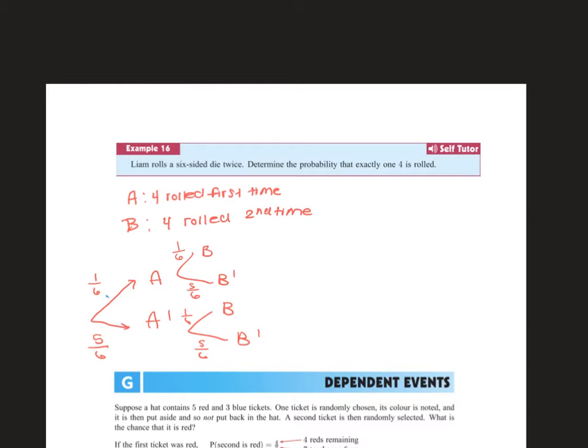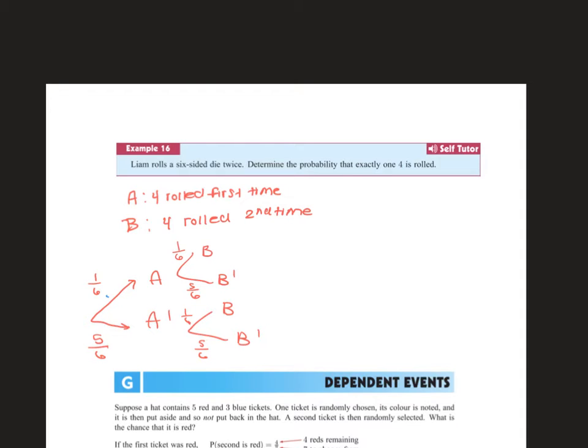Now we get to answer this question, but before we do, let's translate this to symbolic language. So, what is this asking me symbolically? Pause the video and see if you can answer that. Well, to answer that question, we're going to have to look at what the question is asking specifically. Determine the probability that exactly one 4 is rolled.